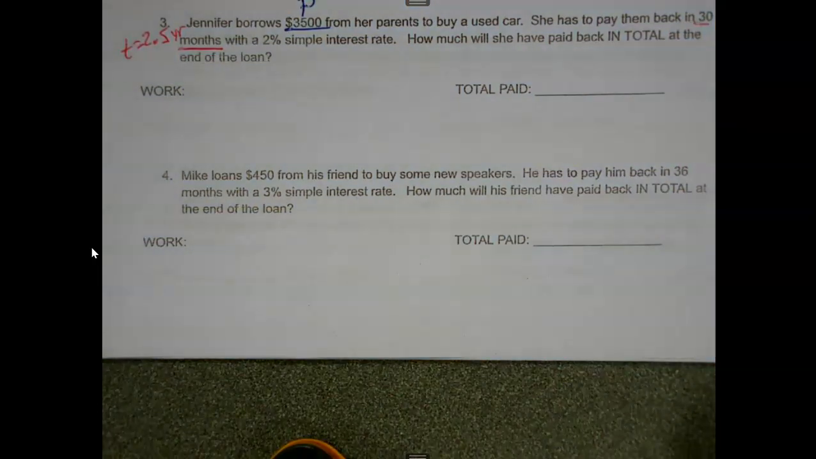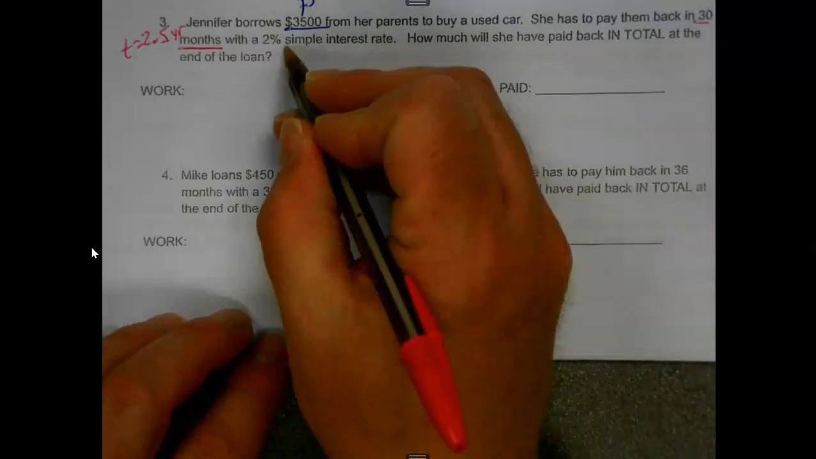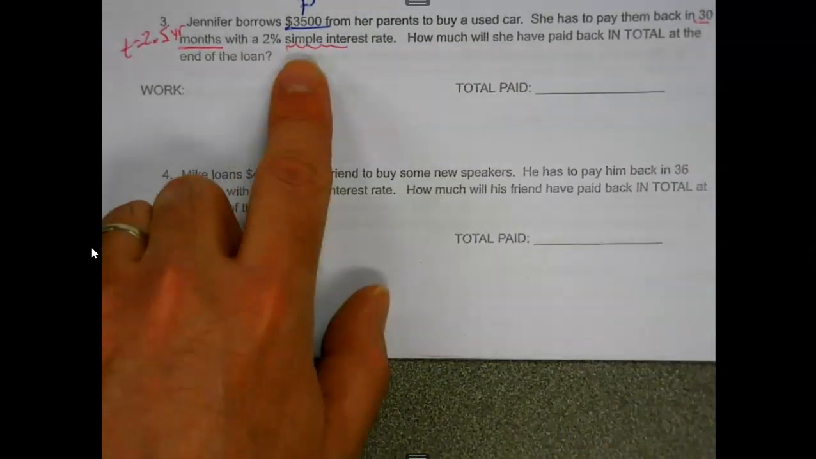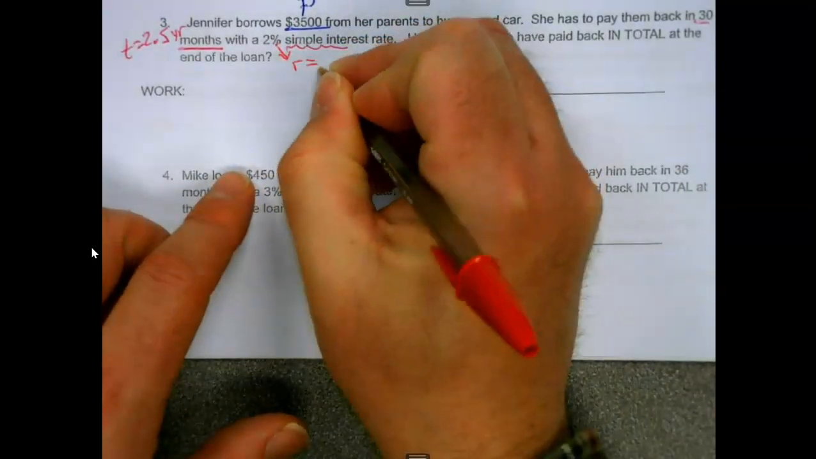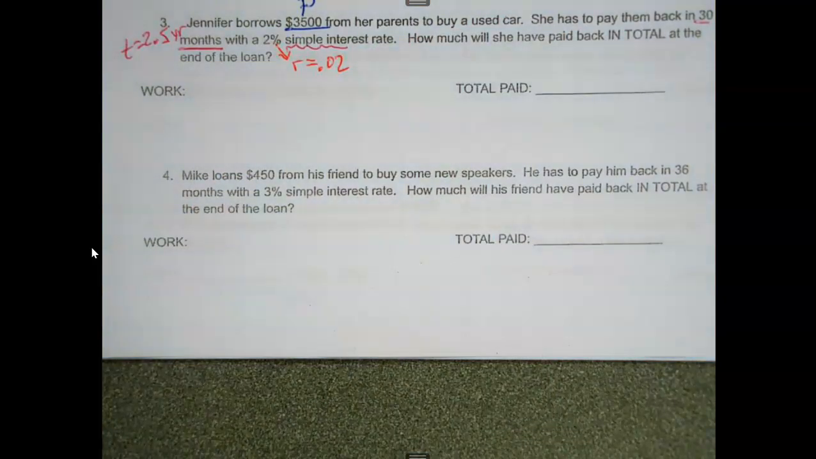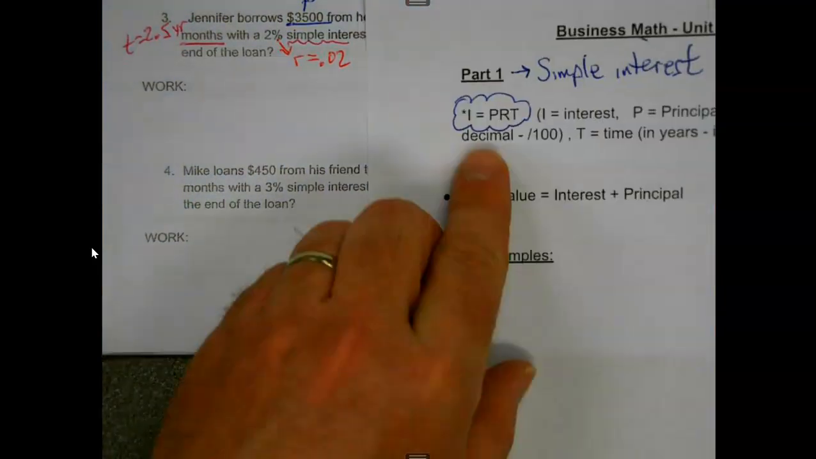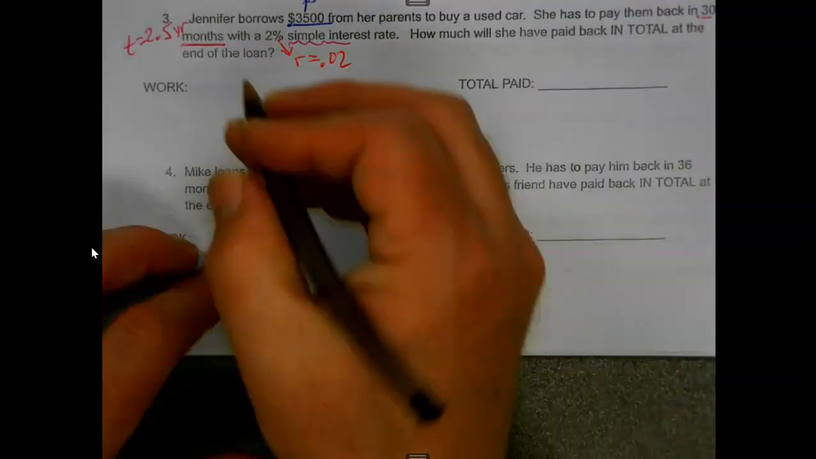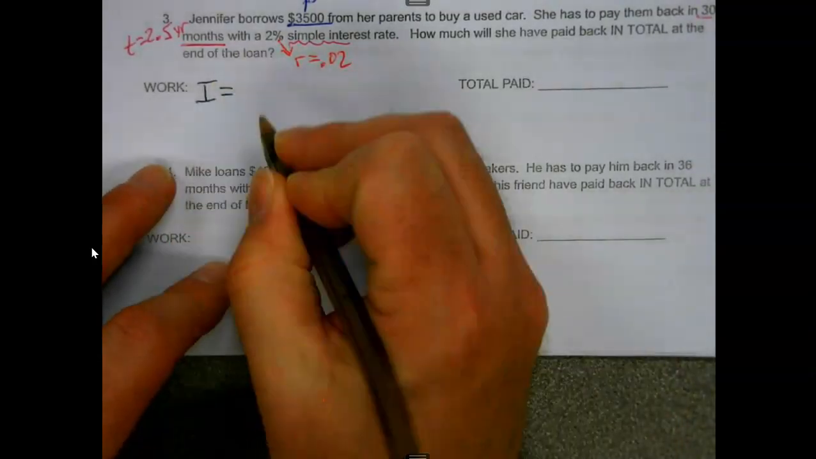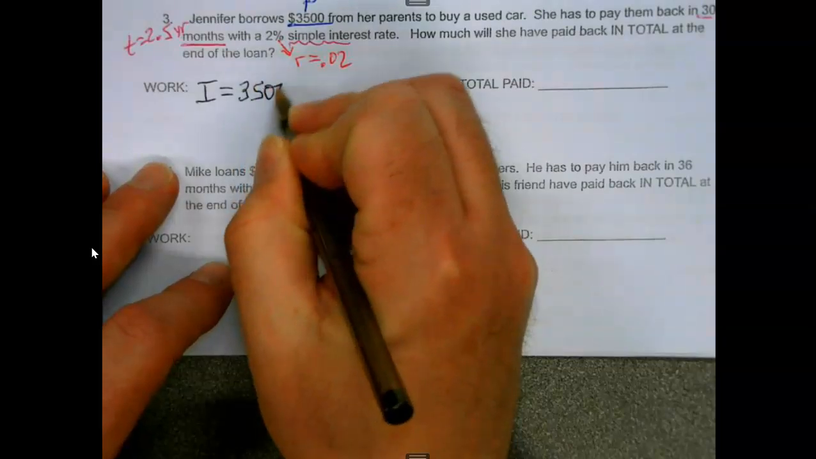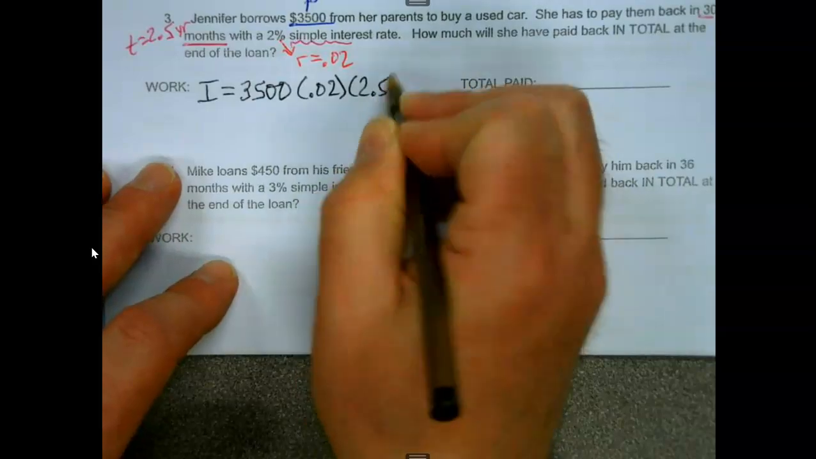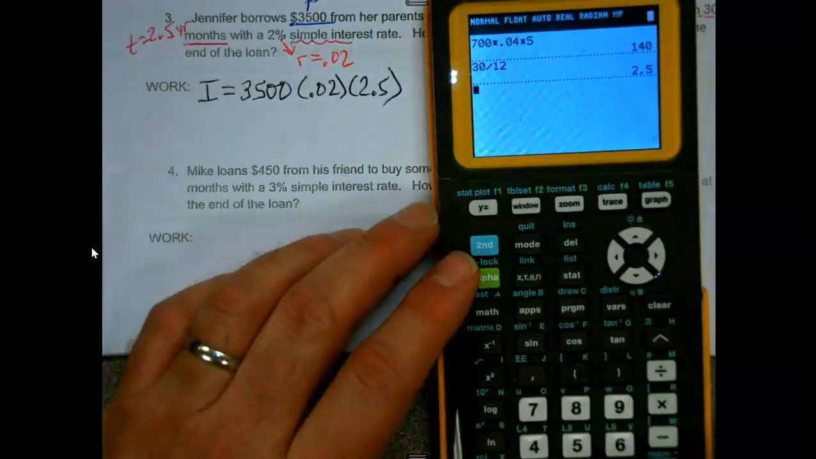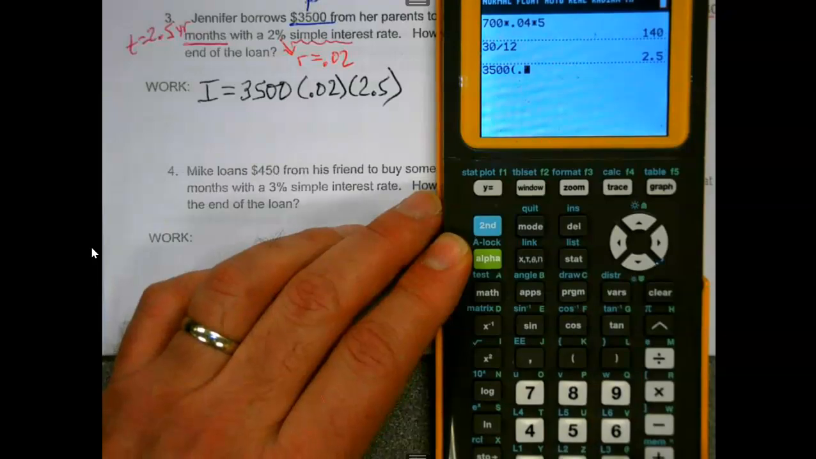How much will she have paid back in total at the end? Okay, not just the interest. But it says simple right there. So we're still using that basic formula that we had before. We're still using I equals PRT. So interest equals principal times rate times time.